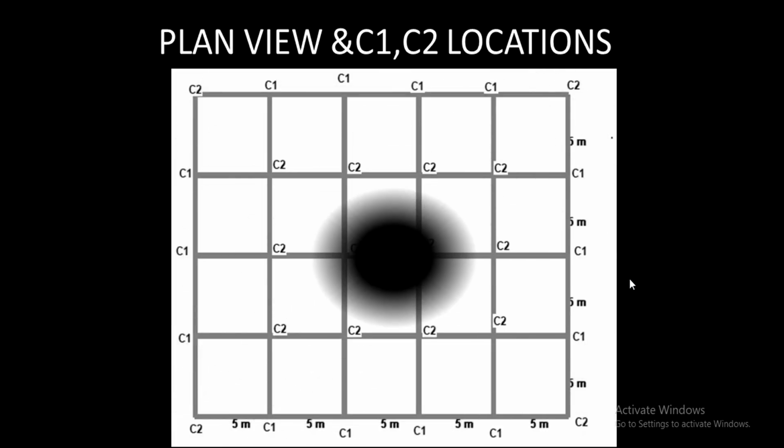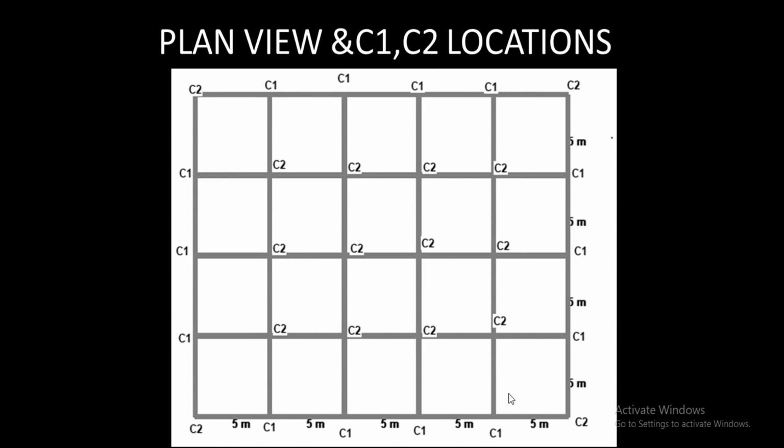And the next is the plan view. I have taken a total length of 20, divided into 5 equal parts or 5 equal number of bays. Similarly, coming to width, it is 20: 5 into 4, that is 20.